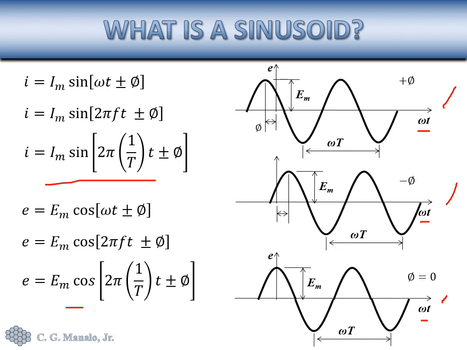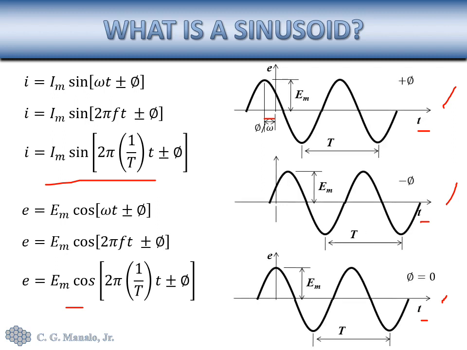And the offsets here are shown in degrees or in radians. Now we can express these similarly in terms of time itself, and it would look exactly the same except that the offsets are expressed in seconds. So phi over omega here is in seconds.